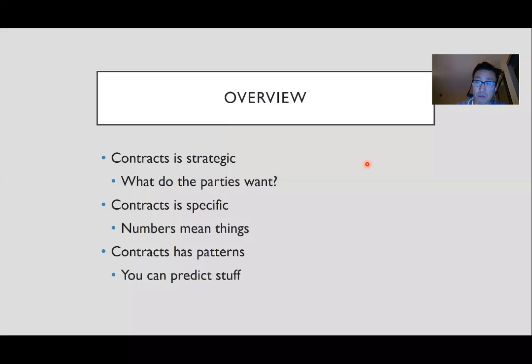So I wanted to go over a couple of things. It's three ideas to think about. One is that contracts is strategic, I think in a way that perhaps crim and torts aren't. Property is, civ pro is, con law is more. There's strategy, there are things that people want, and there's strategy kind of across the board.